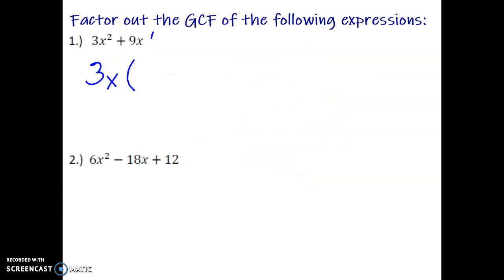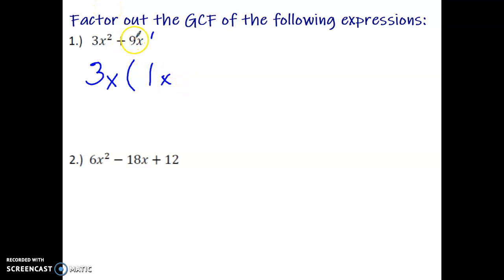So to finish out this factoring, I'm going to divide each of the terms that I have by my greatest common factor. So 3 divided by 3 is 1. And now I have x squared divided by x. So if you remember from what you've done in the past, when you have division with exponents, you subtract your exponents. So remember I have an understood 1 right here. 2 minus 1 is 1.